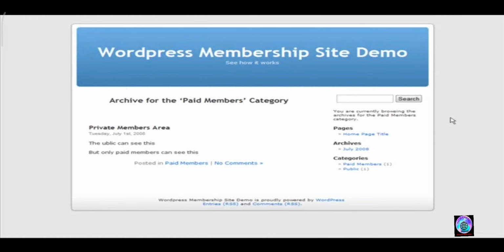Now in the next video, I'll show you a way that you can set up multiple categories for memberships, but only for one-time type of payments, not for subscriptions.